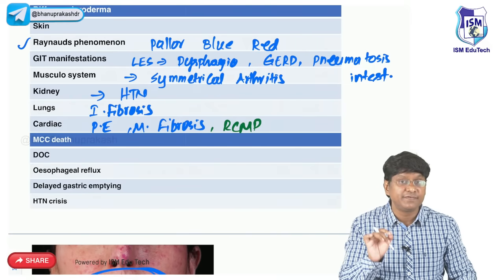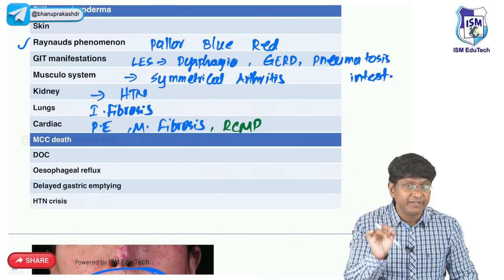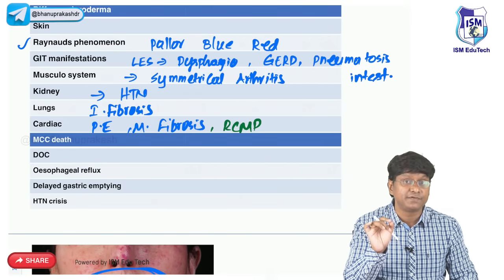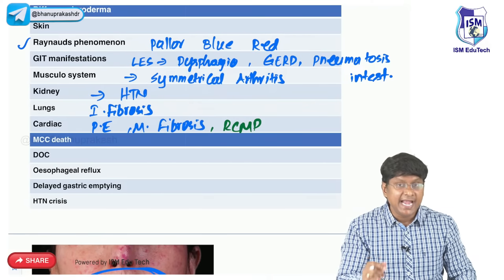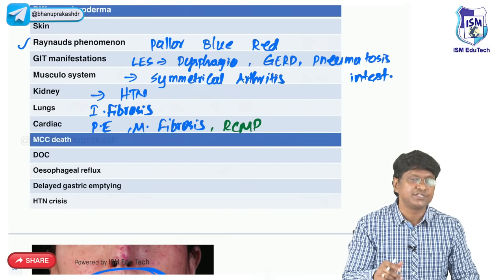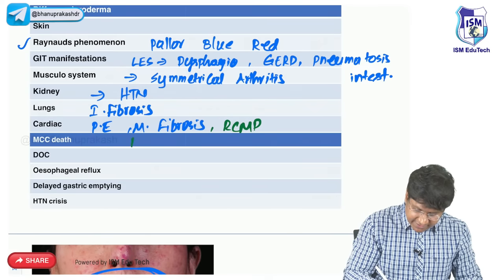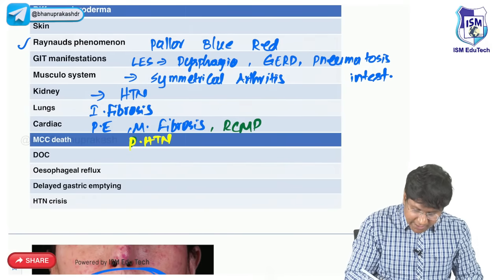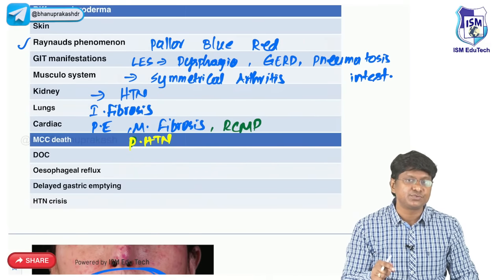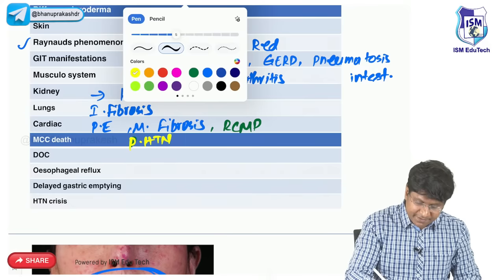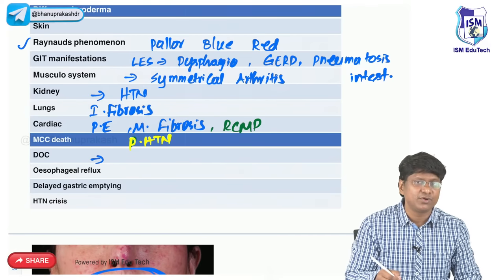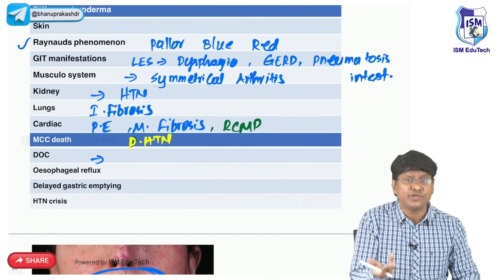Now, the point is, what is the cause of death in these patients with scleroderma? So, the cause of death in these patients with scleroderma, very, very important, is development of pulmonary artery hypertension. And because of the pulmonary artery hypertension, there can be right heart failure, there can be development of cor pulmonale, and finally, death of the individual. So, the cause of death in these individuals would be the development of pulmonary hypertension. Now, what do you think is the drug of choice in patients with scleroderma? Again, scleroderma, it is what? It is an autoimmune condition.